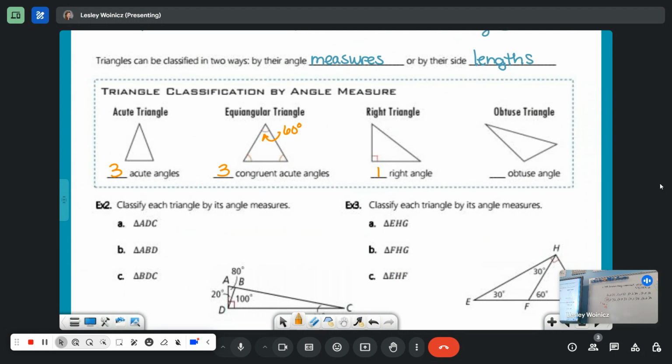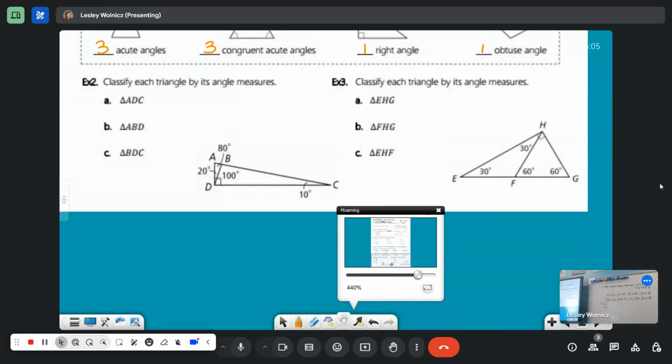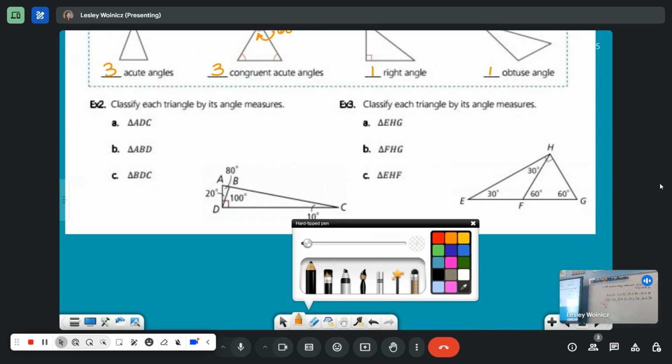All right, similar with the obtuse. It just needs one. The other two angles have to be acute. Okay. So we are just classifying each triangle by its angle measures.